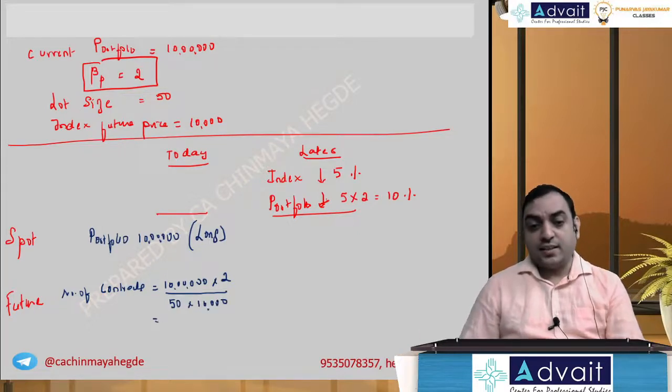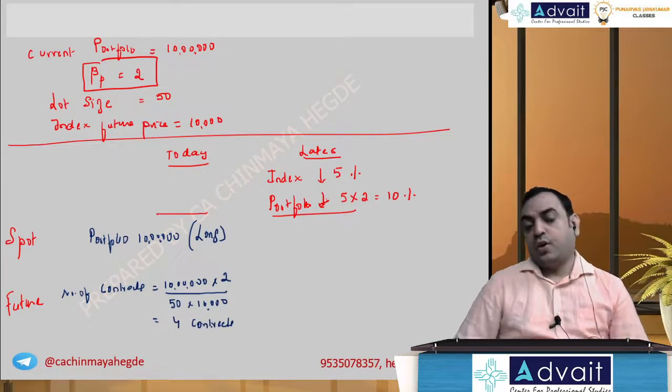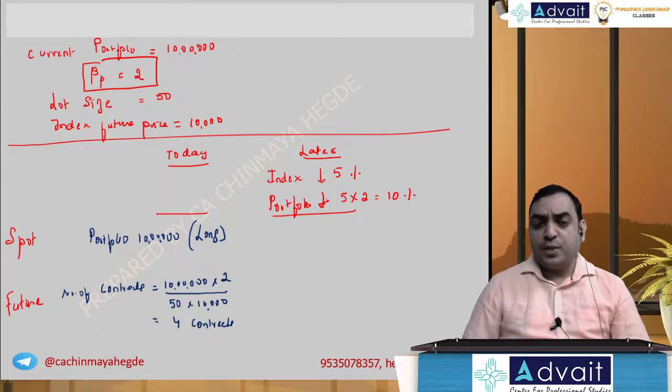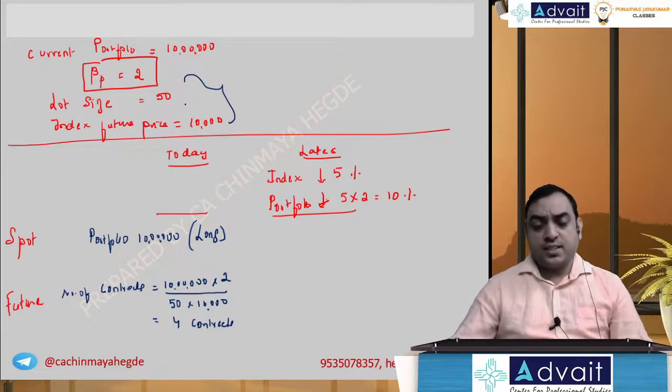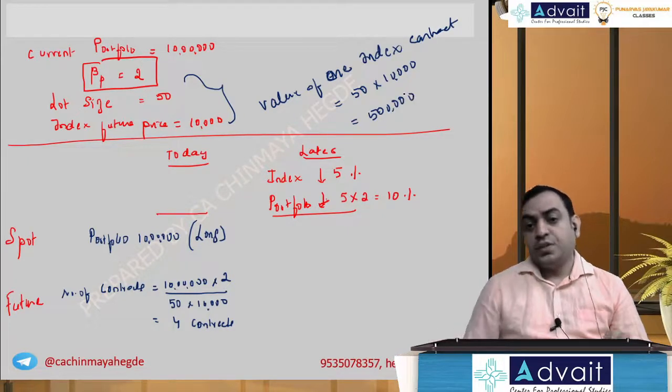So how many contracts will I get? 10 lakh into 2 by 50 by 10,000. So I'll have to enter into 4 contracts. And what do you mean by 4 contracts? Just try to interpret. What is the value of one contract? 50 size into index future price 10,000. So value of one index contract, 50 units into 10,000 each, which is 5 lakh.